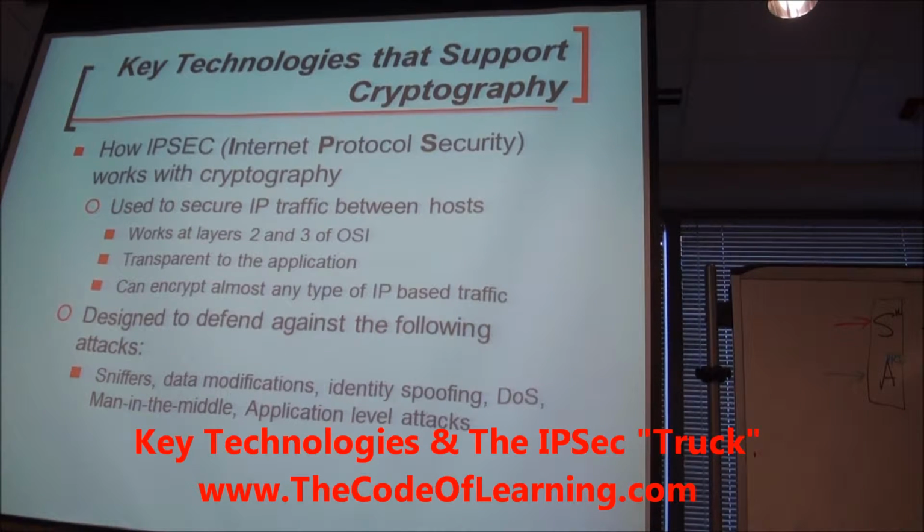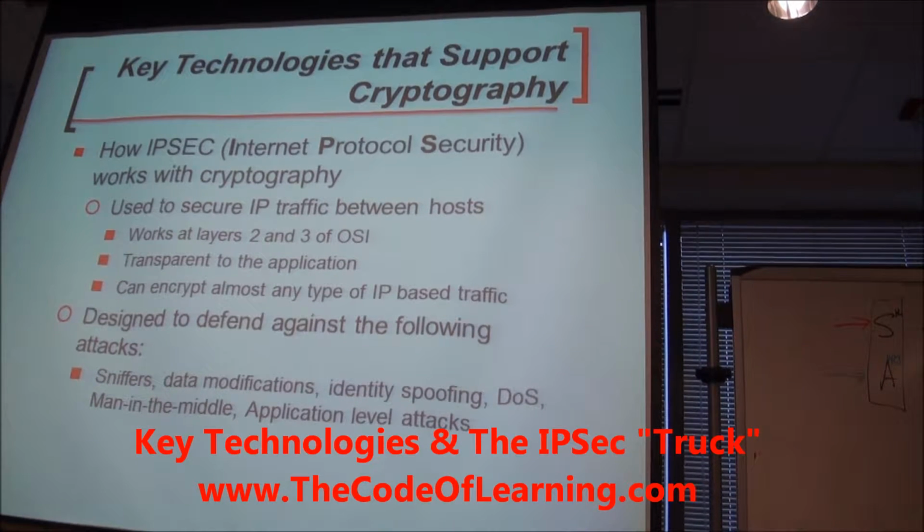IPsec, right? So we're talking about the road system and getting to and from each other, routing protocols, and we're going to add security to IP. So this really works at layers 2 and 3 of the OSI model, because we have both tunneling protocols and encryption protocols. And it's transparent to the application. Why? Because it's happening below the application, and getting stripped away on the other side before it gets to the application.